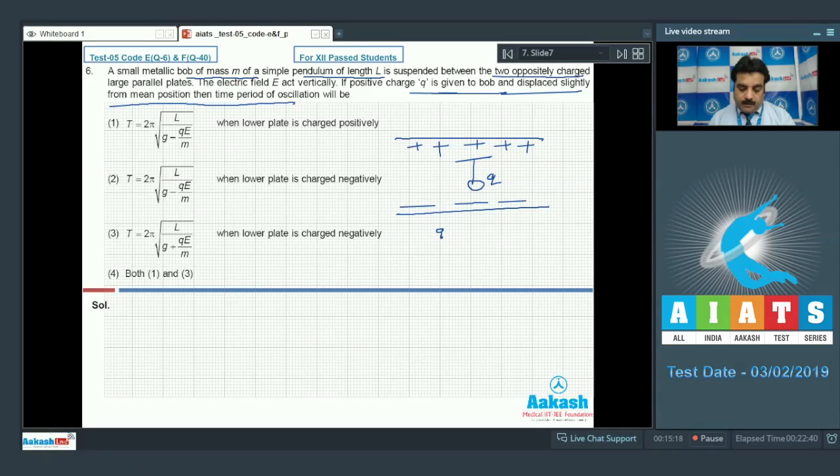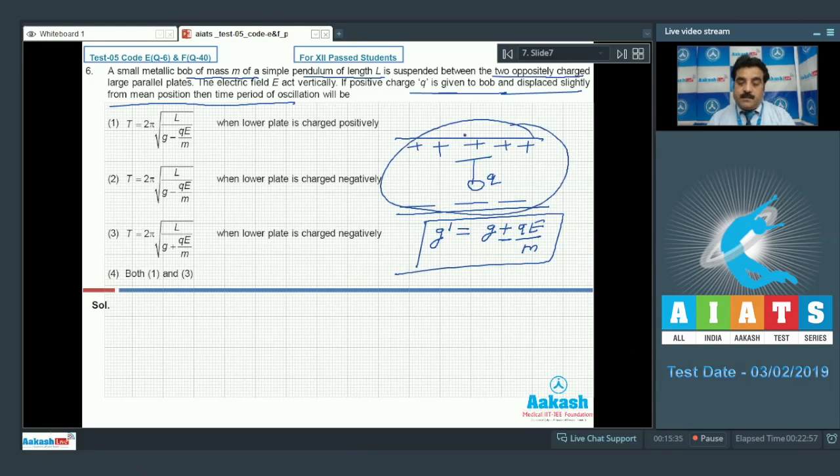Then for the time period of oscillation, we need effective g. So g plus or minus QE by m. Why am I writing plus or minus? If I take this case, when the upper plate is positive and the lower plate is negative, then the electric force will act in the downward direction. So it will support the force of weight. This time you will take positive.